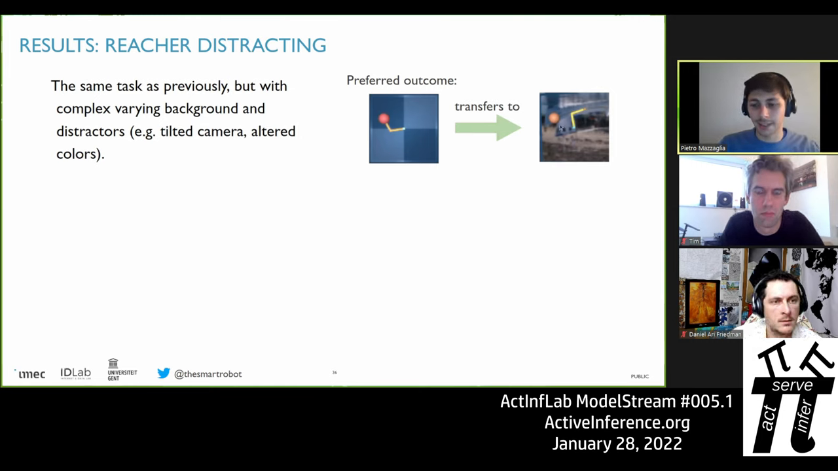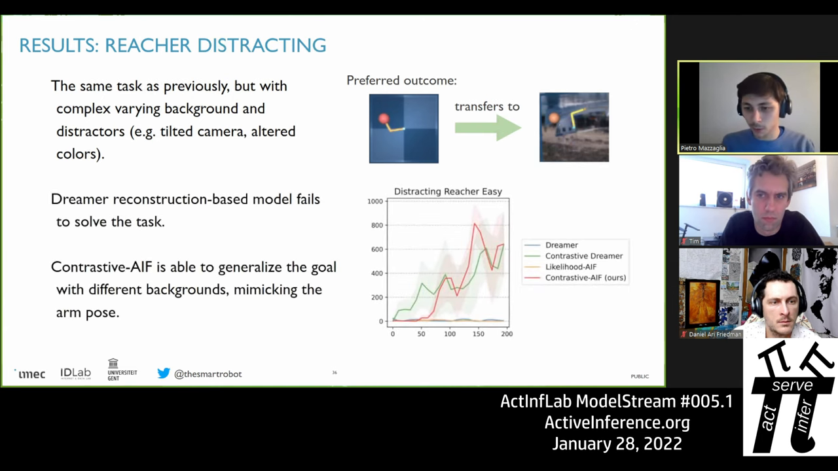to the distracting setup. This is of course pretty much impossible for the likelihood active inference model, because it's trying to match this with a mean squared error-like function. So of course the signal provided will be very confusing. Very interestingly, we see here that also the Dreamer method fails, because it's based on likelihood-based models.